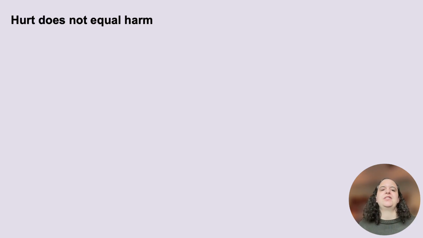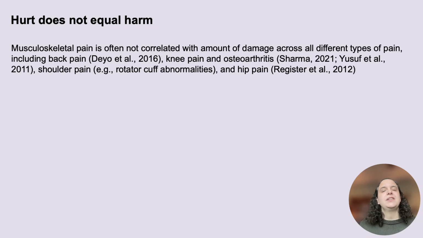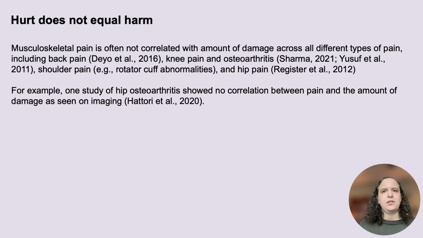So it's really important to understand that hurt does not equal harm. Actually, musculoskeletal pain is often not correlated with the amount of damage that you see across all different types of pain. So back pain, knee pain, osteoarthritis, shoulder pain, like rotator cuff abnormalities, or hip pain, across a lot of different body parts, we are seeing that pain is not a marker of damage. I just want to highlight a couple of these findings, and there's a whole literature on this beyond what I'll talk about here.